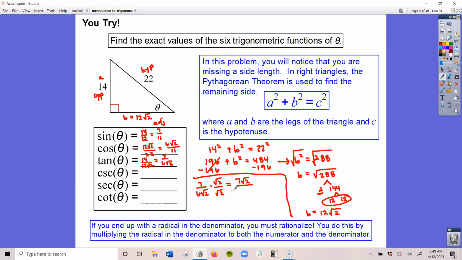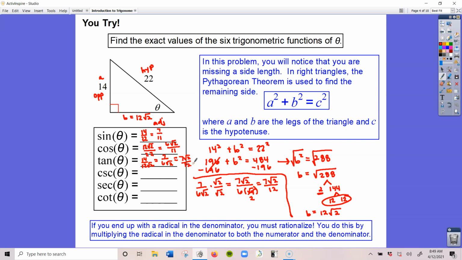But in the denominator, we have the 6, and then the square root of 2 times the square root of 2, which is the square root of 4. See, that I can multiply because they're both inside of the square root. But the square root of 4 we know is 2. So this is 7 square root of 2 over 6 times 2, which is 12. So that would be my final answer for tangent, 7 square root of 2 over 12.